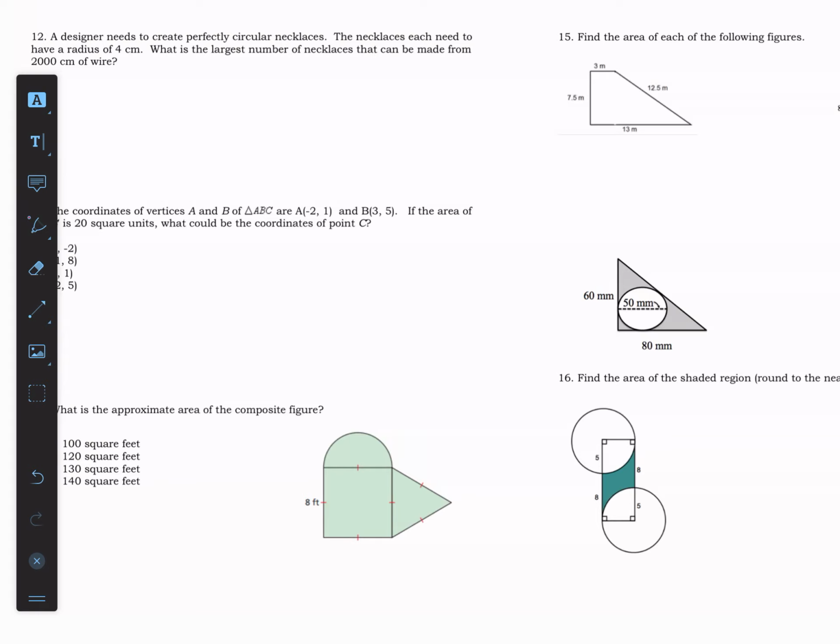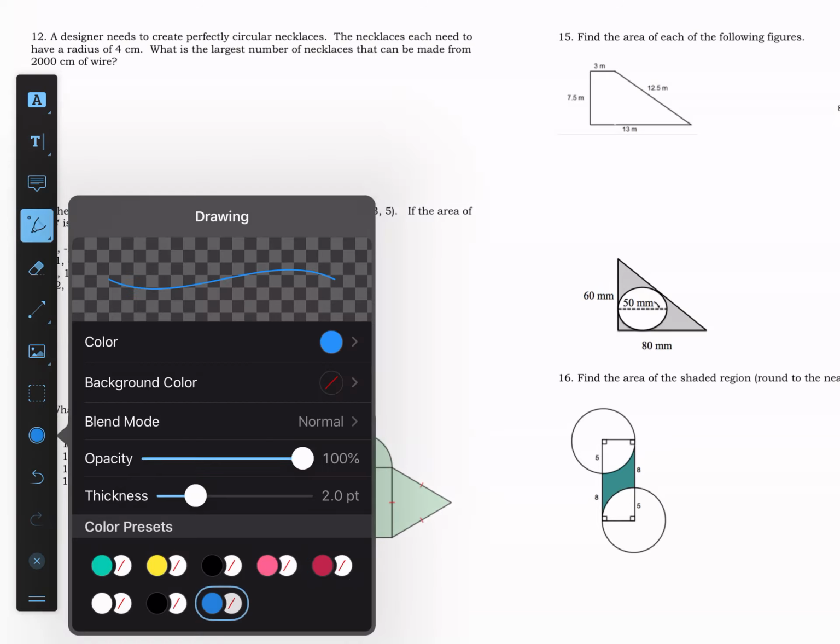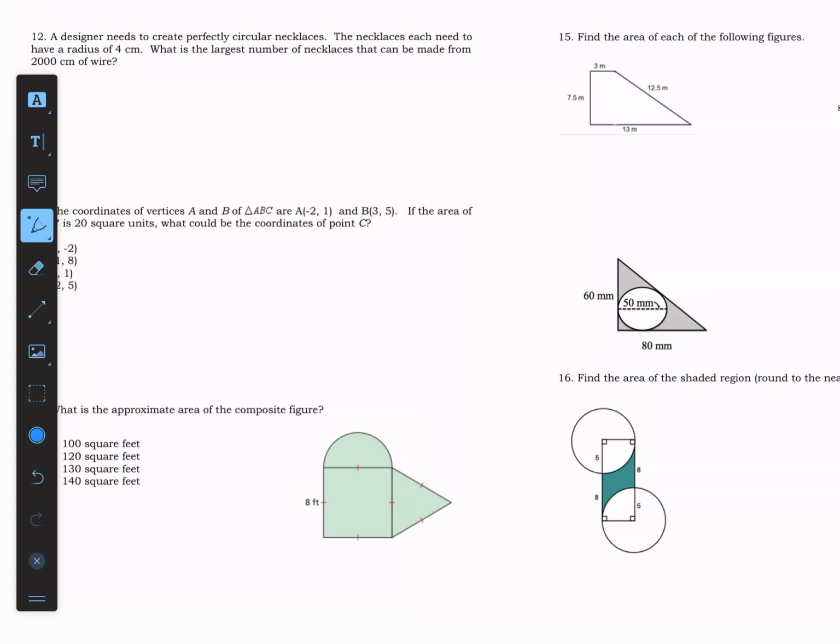All right. Now, I think the trickiest part of this problem is just realizing what formula I am using for this problem. So if we think about making necklaces, you need the wire to make the necklace, and we want every single necklace to have a radius of 4 centimeters, okay? So what is the largest number of necklaces that can be made from 2,000 centimeters of wire?